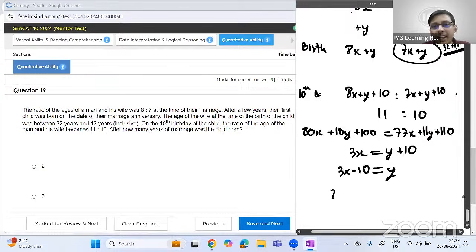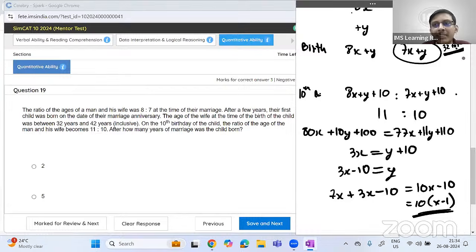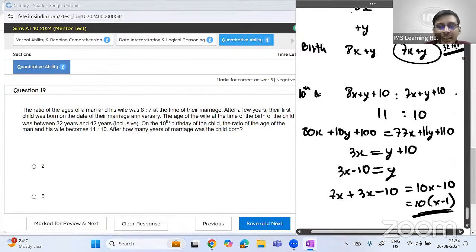So 7x plus y will be 7x plus 3x minus 10. So 10x minus 10, 10 into x minus 1. Okay, so it will be a multiple of 10. This 7x plus y, a multiple of 10 between 32 to 42, has to be 40. Okay, so this will have to be 40.